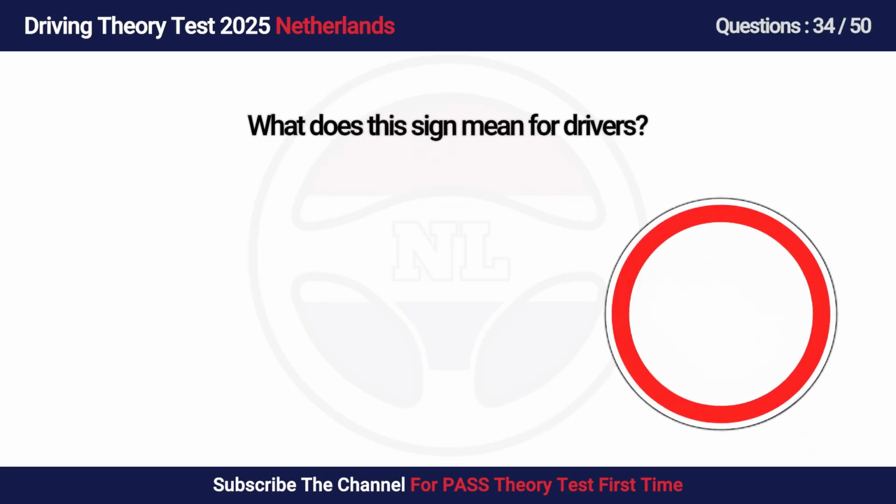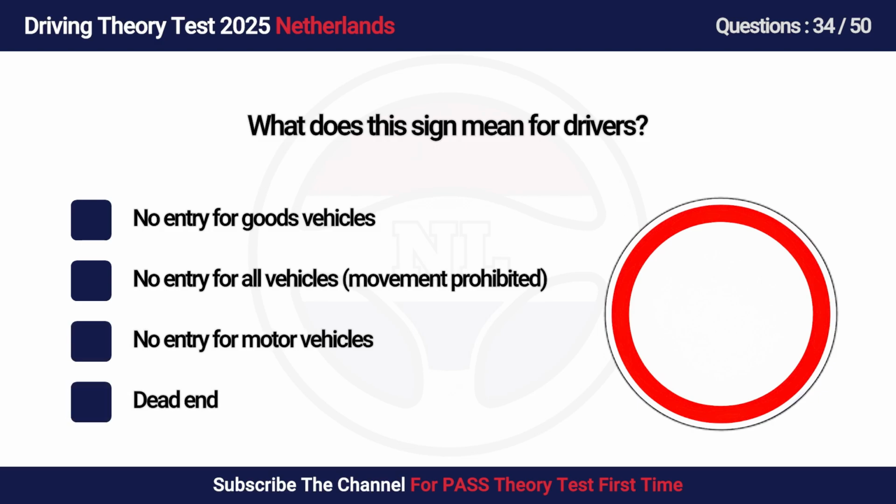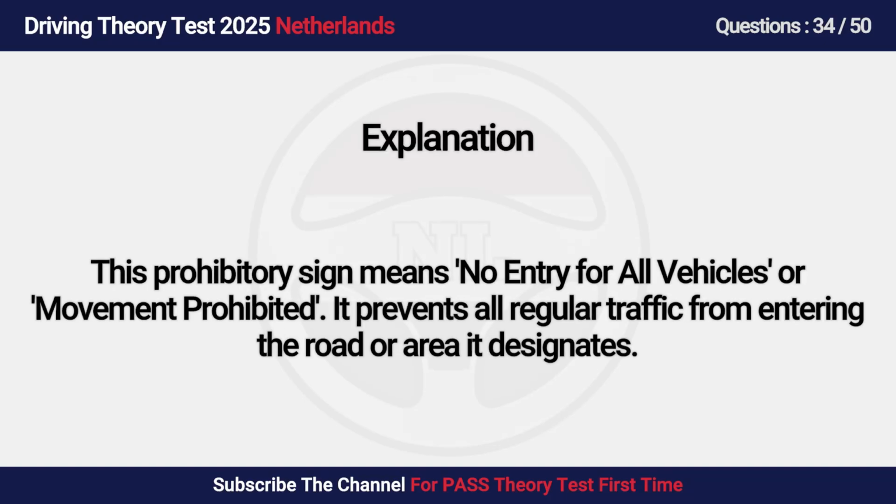Question 34. What does this sign mean for drivers? A. No entry for goods vehicles. B. No entry for all vehicles, movement prohibited. C. No entry for motor vehicles. D. Dead end. Answer is B. No entry for all vehicles, movement prohibited. This prohibitory sign means no entry for all vehicles or movement prohibited. It prevents all regular traffic from entering the road or area it designates.